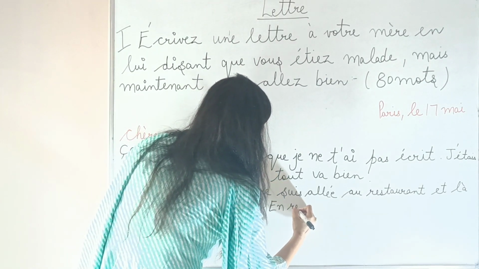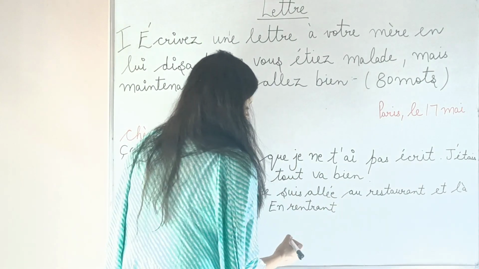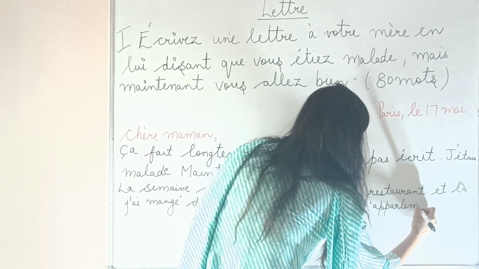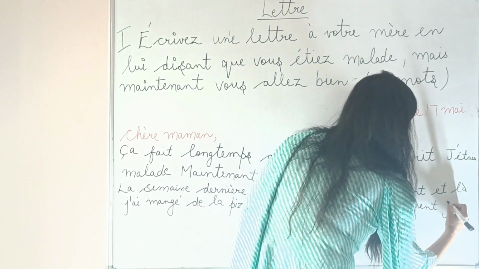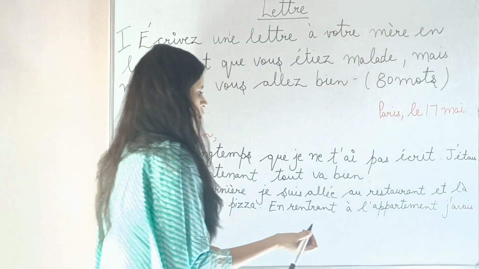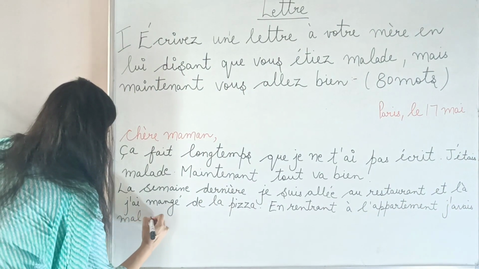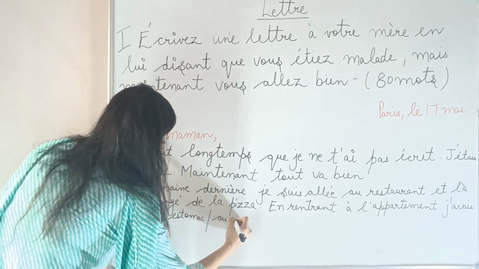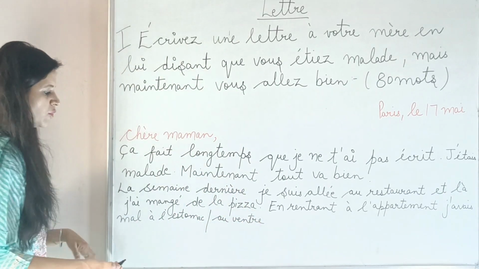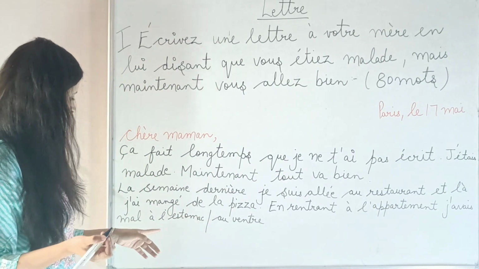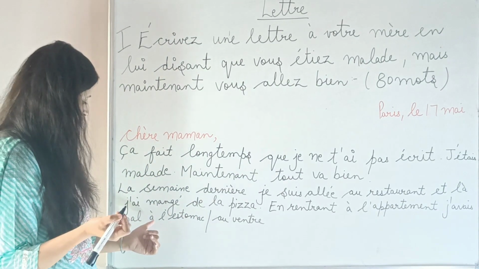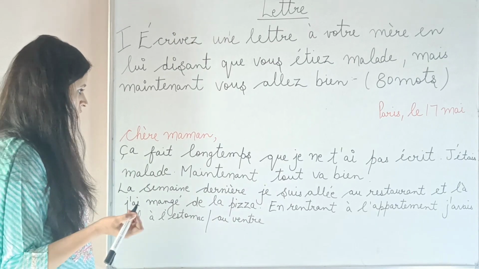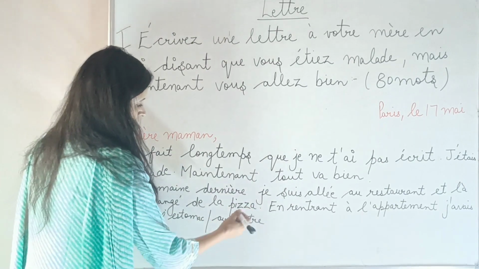En rentrant is like while returning. En rentrant à l'appartement, while returning to the apartment, j'avais, again imparfait because I'm describing a situation, what happened? J'avais mal à l'estomac. You can also write ventre. Ventre and estomac are synonyms, okay? Both of them are used for stomach, so you can use any one. But make sure that the preposition that you write should be correct. It should be l'apostrophe for estomac, and ventre is an exception, so au. En rentrant à l'appartement, j'avais mal à l'estomac, au ventre, okay? So any one you can write.